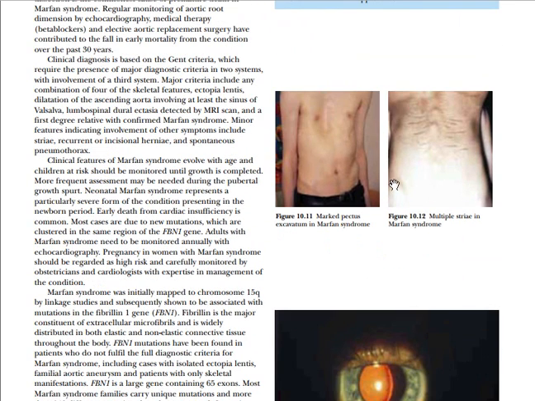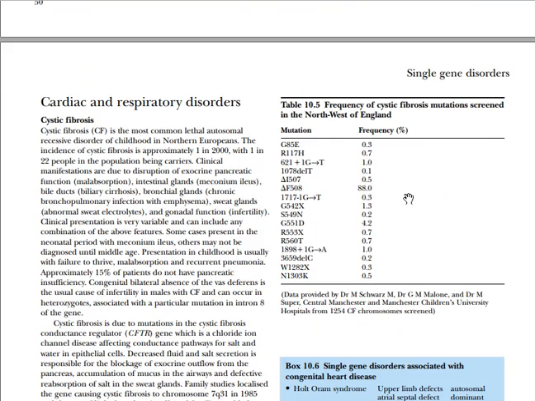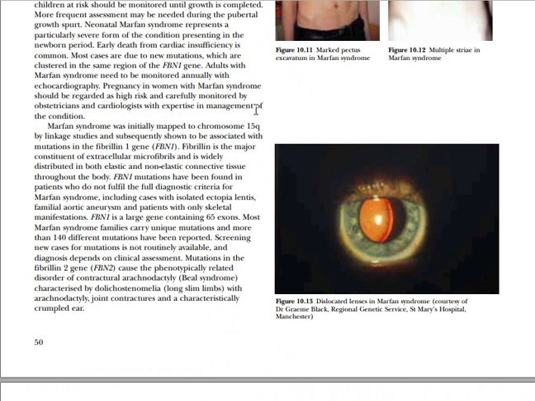So this is an example of pectus excavatum. Excavatum is going inside, while carinatum is protruding outside. These are multiple striae in a case of Marfan syndrome. Now these are dislocated lenses in a case of Marfan syndrome, which can be seen with a fundoscope or an ophthalmoscope. So those are the different features in Marfan syndrome. And now you need to know that Marfan syndrome is mapped to chromosome 15q. Is it clear? That is where the fibrillin gene is located. And this syndrome is seen if you have a mutation in the fibrillin 1 gene, you're going to have Marfan syndrome.